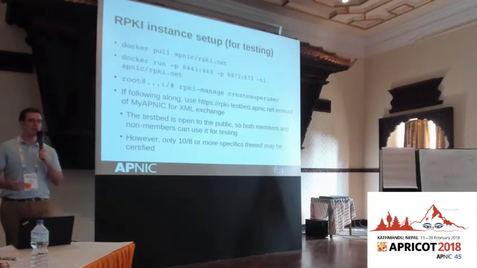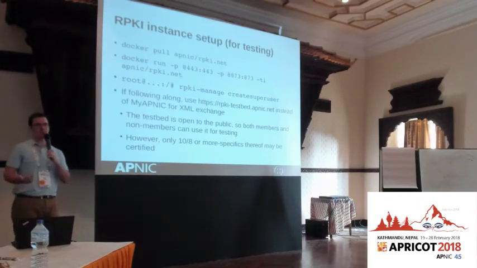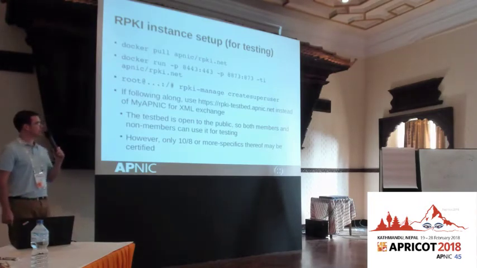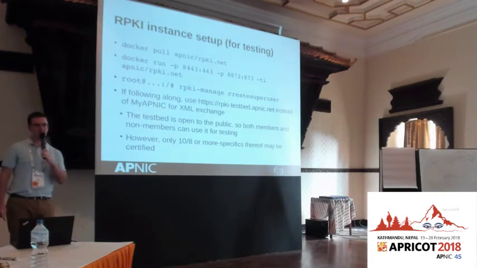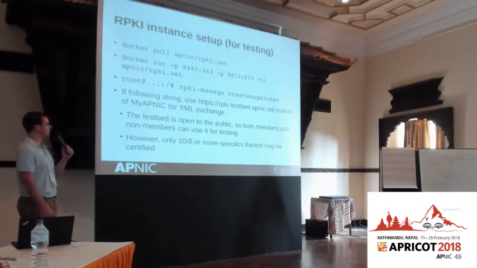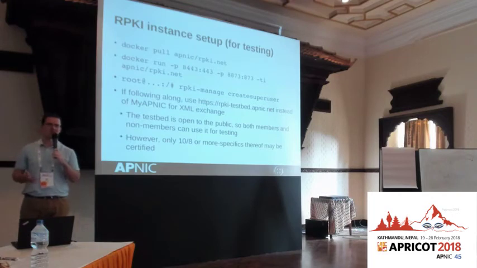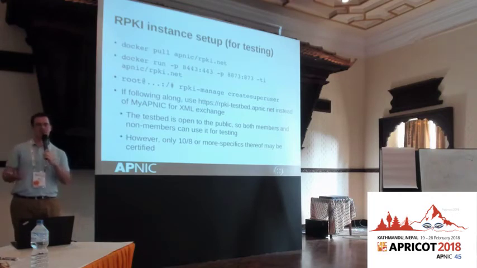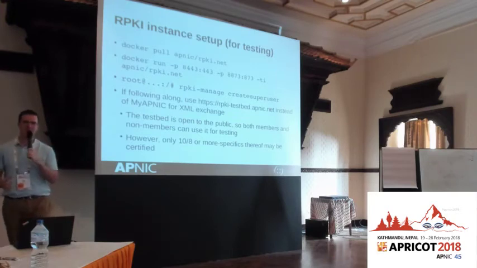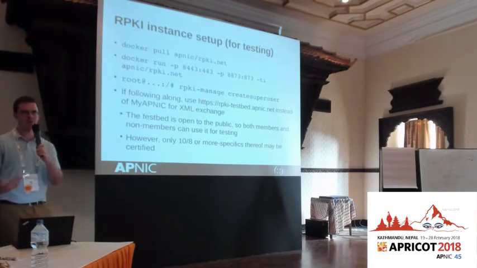If you are following along, obviously you wouldn't want to use your MyAPNIC account for this, so you can use rpki-testbed.apnic.net instead. And that's a system which will allow you to do all of this stuff in test and get a certificate and all the rest of it without having any effect on how your production is set up. The testbed isn't limited to APNIC members, so anybody can play around with it. But it is limited to 10/8. So even though the trust anchor for the testbed isn't or shouldn't be used by anybody, we limit it to 10/8 just to avoid any doubt about the context.